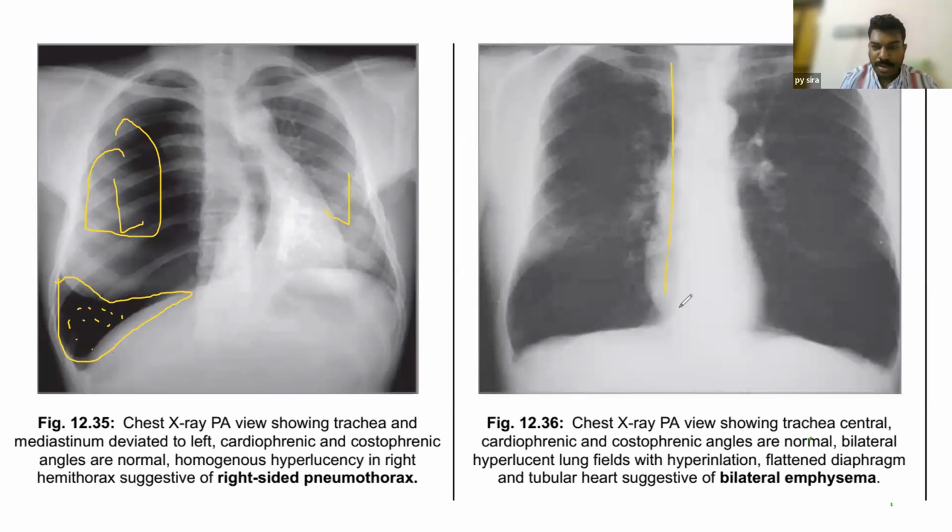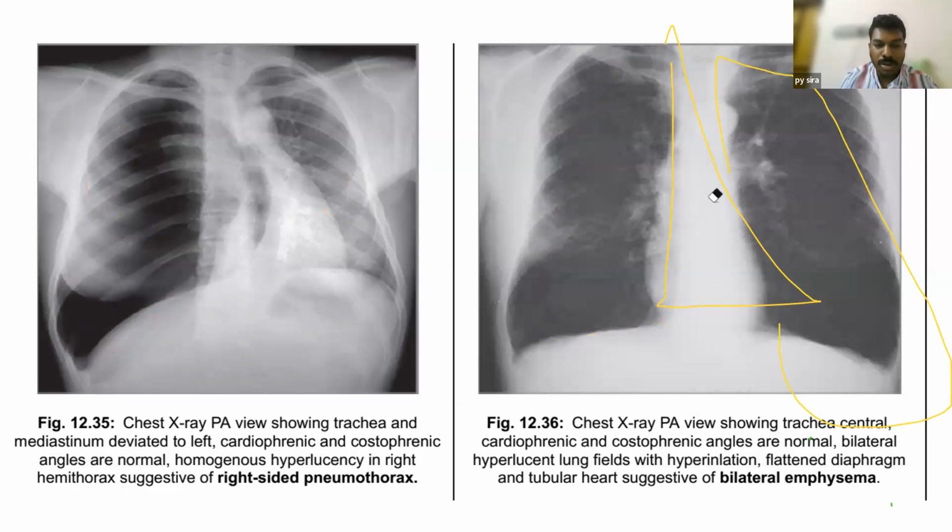Whereas this one, you see the hyperlucent picture all over the lung. Okay, all over the lung. And this is going to be your emphysema. Okay, in emphysema, you are going to have a hyperlucent picture like this on either side, and you are going to get a tubular heart. Okay, tubular heart. So this is again very, very important.